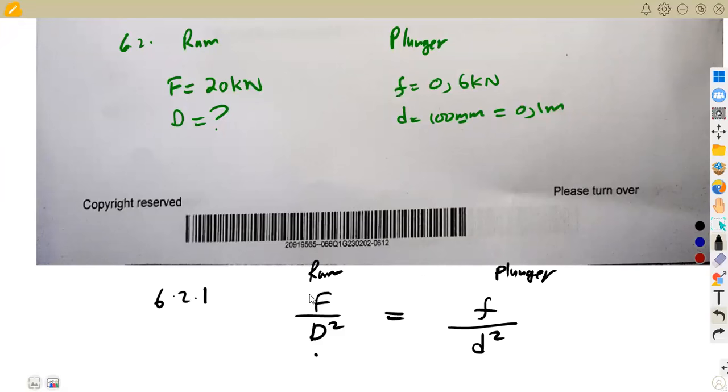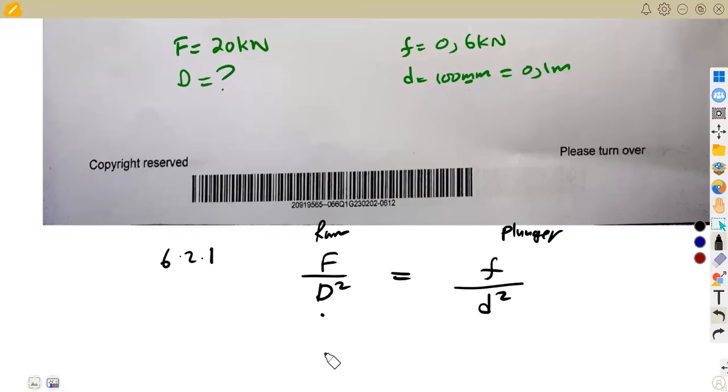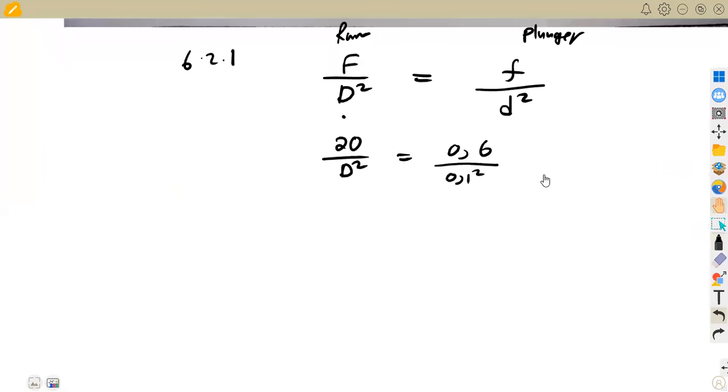So we can simply make the diameter the subject of the formula if we want, or we can just substitute our values, which is F, 20 kilonewton. This is in kilonewton, and this is also in kilonewton, so there's no need for us to multiply by 10 to the exponent of 3. So we've got 20 over d squared is equal to the force on the plunger, 0.6, over the diameter of the plunger squared, which is 0.1 squared. That is how we're supposed to play around with this formula.